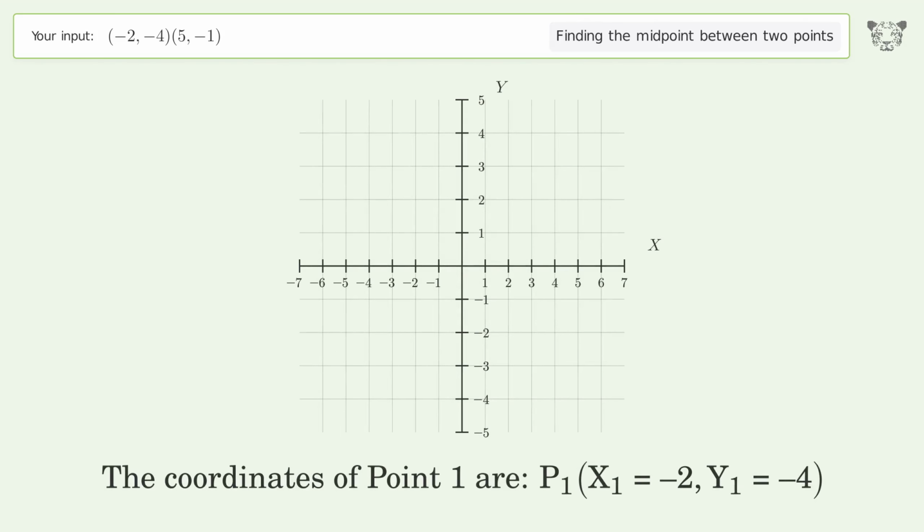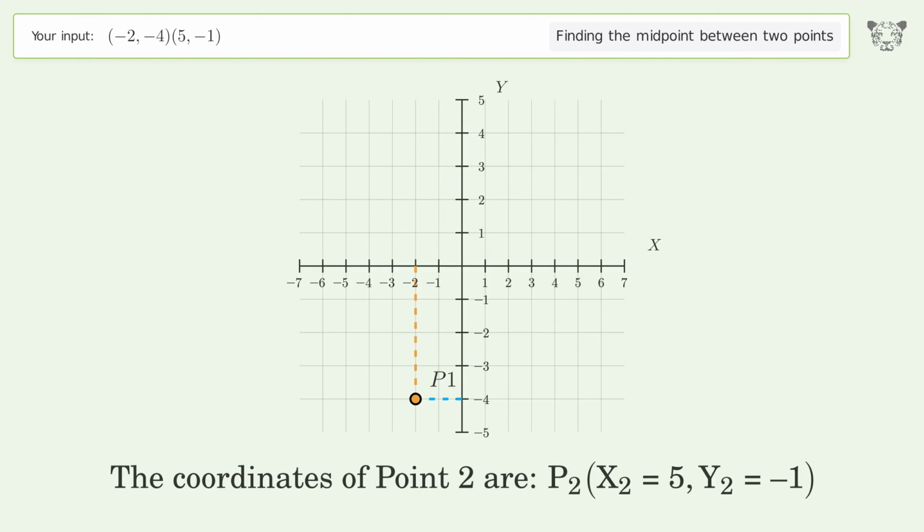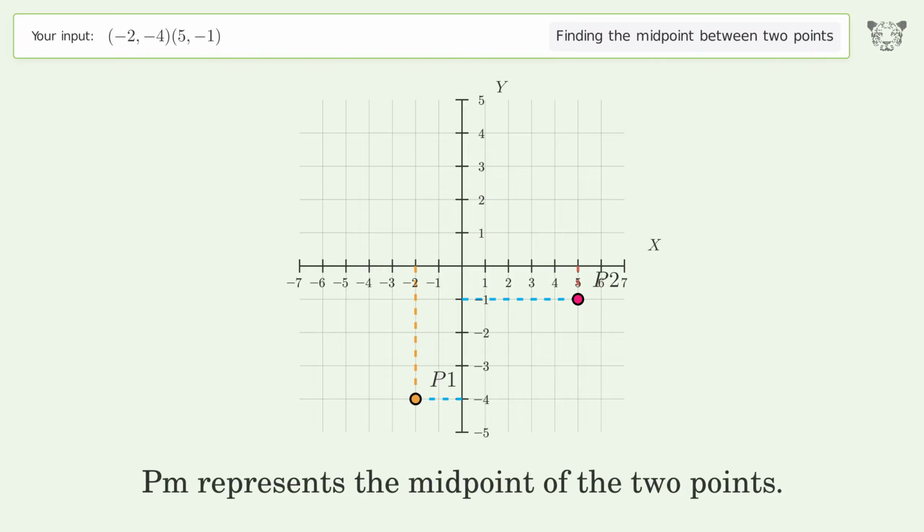The coordinates of point 1 are, x1 equals negative 2, y1 equals negative 4. The coordinates of point 2 are, x2 equals 5, y2 equals negative 1. PM represents the midpoint of the 2 points.